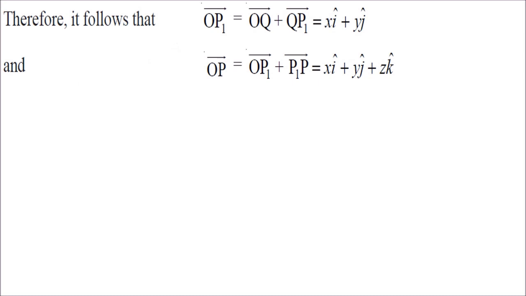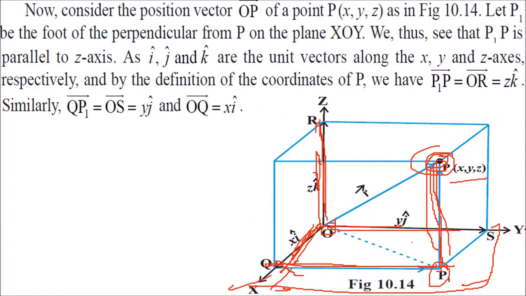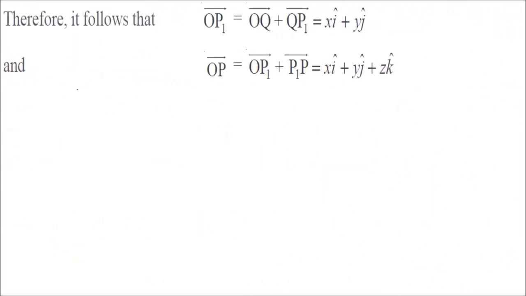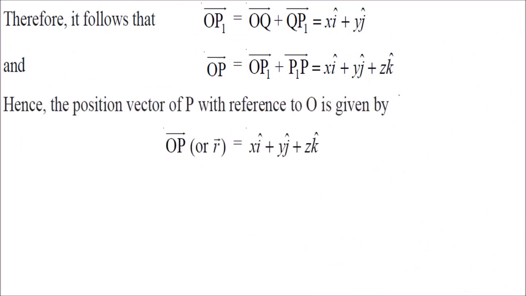And which follows that OP1 is what? OP1 is xi plus yj. And what is OP? OP1 plus zk. This was xi plus yj, and this is zk. So what did you get? You got xi plus yj plus zk. So OP, that is r, the position vector of any point P with reference to O, is nothing but xi plus yj plus zk.